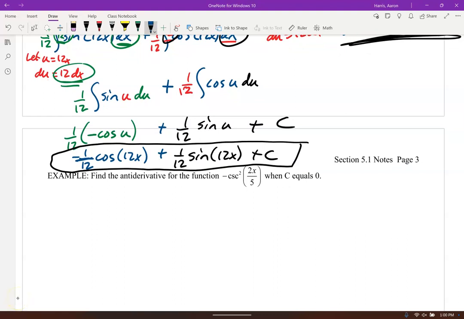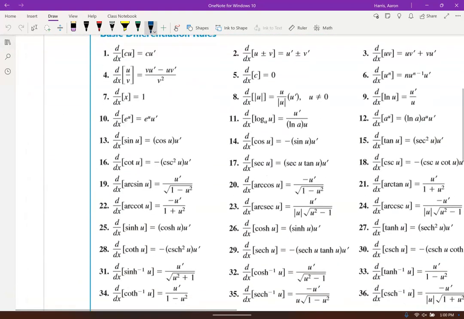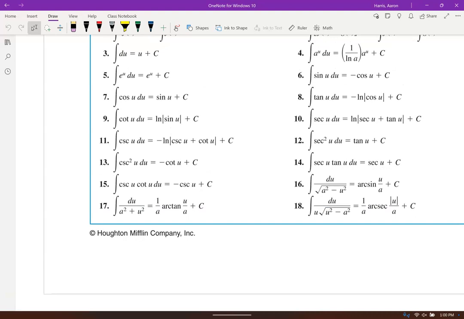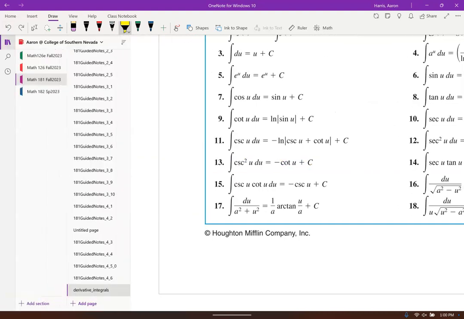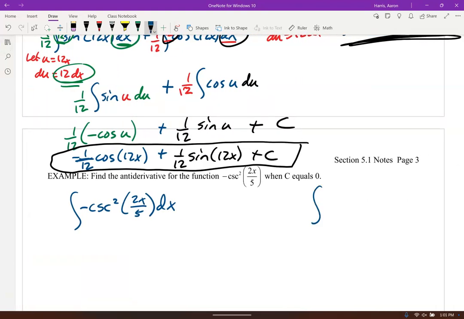All right, this next one we've got the antiderivative of negative cosecant squared 2x over 5 dx. And so you can just look at, I have a little copy of my sheet here. If you look at your sheet, I know the integral of the cosecant squared is negative cotangent of u plus c. Let me make a note of that. The integral of the cosecant squared is negative cotangent of u plus c. Okay.